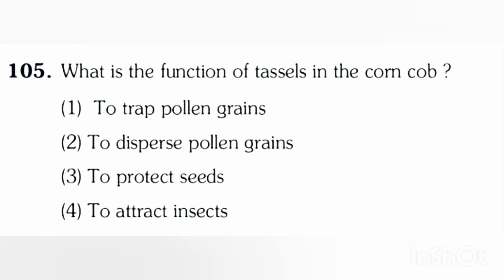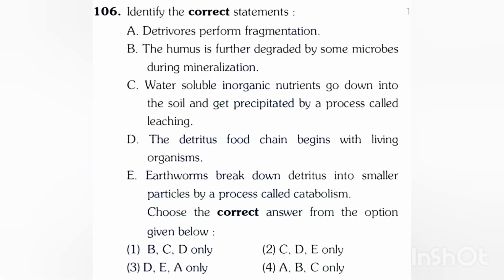What is the function of tassels in the corn cob? To trap pollen grains. Identify the correct statements. A. Detritivores perform fragmentation. B. The humus is further degraded by some microbes during mineralization. C. Water-soluble inorganic nutrients go down into the soil and get precipitated by a process called leaching. D. The detritus food chain begins with living organism. E. Earthworms break down detritus into smaller particles by a process called catabolism. Choose the correct answer from the options given below. Answer is fourth, A, B, C only.